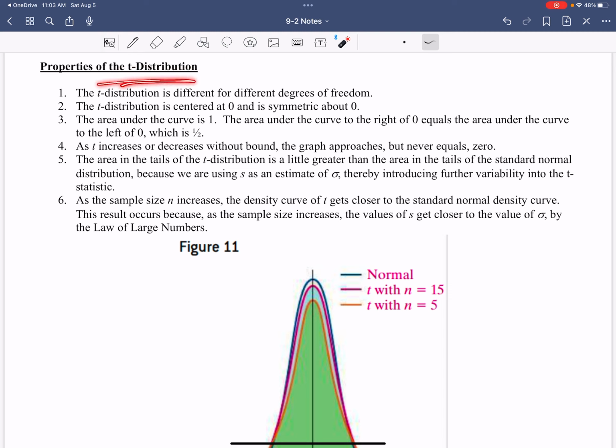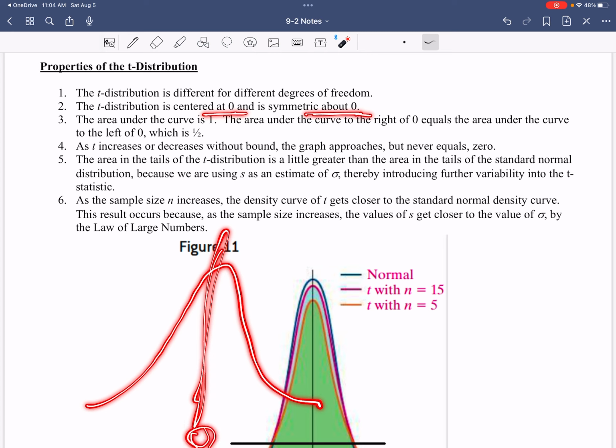The T distribution is a little different, so we have to treat it differently, and we talk about it differently. Here are these 6 properties. The T distribution is different for different degrees of freedom. We literally just saw that. The T distribution is centered at 0 and is symmetric about 0. That's what makes it a bell curve from 0.